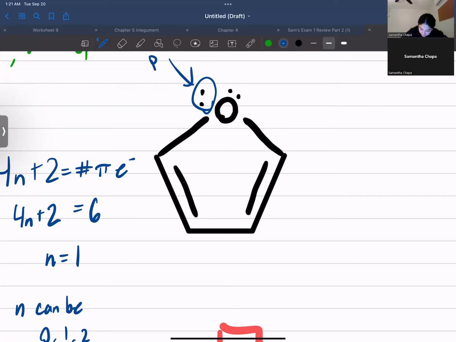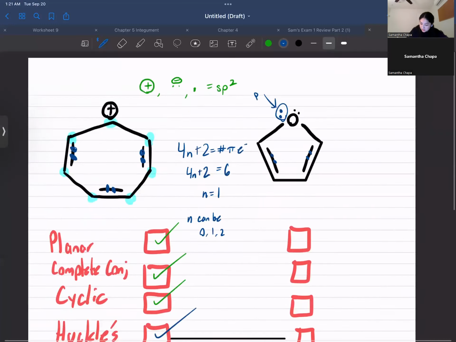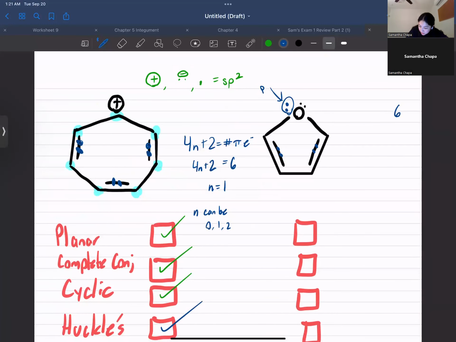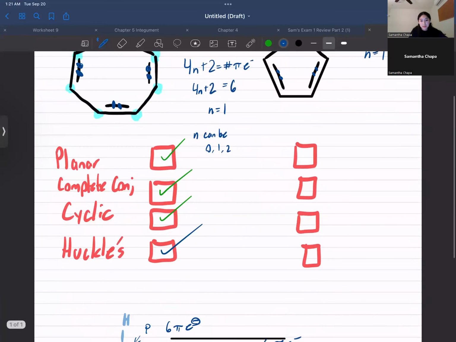So I'm going to start counting. This double bond has 2 pi electrons on it, so 1, 2, 3, 4, and you count these, 5, 6. Then you plug that into your equation as well, and I get n is equal to 1, which is the whole number that we want. So Hückel's law is checked off.